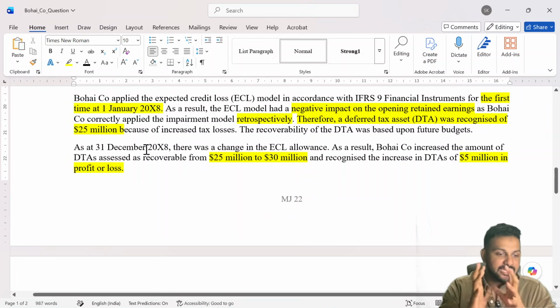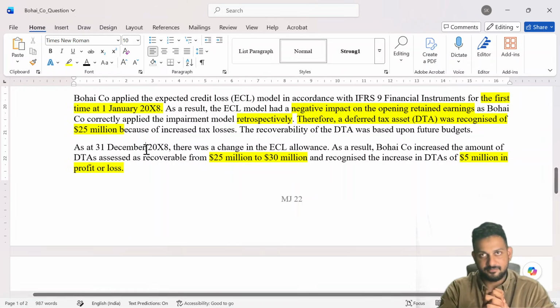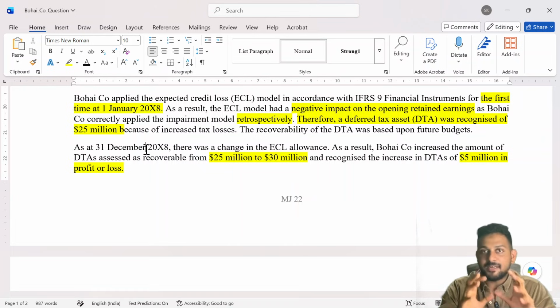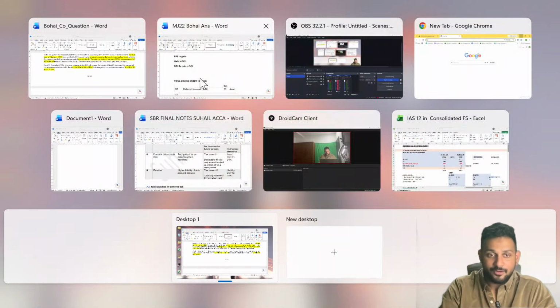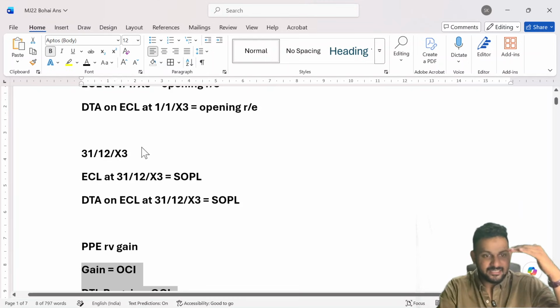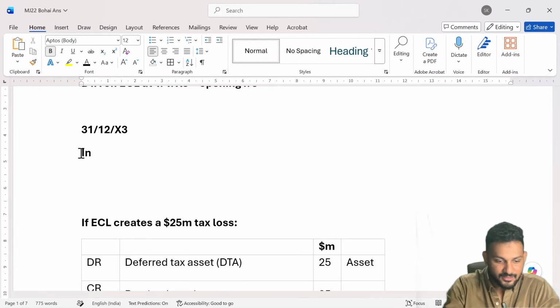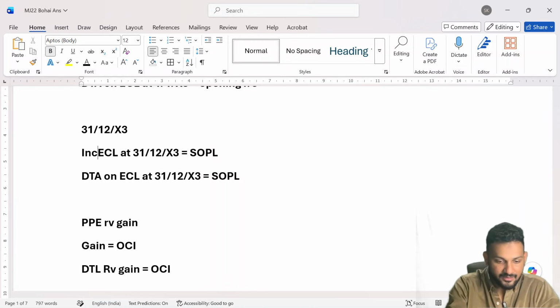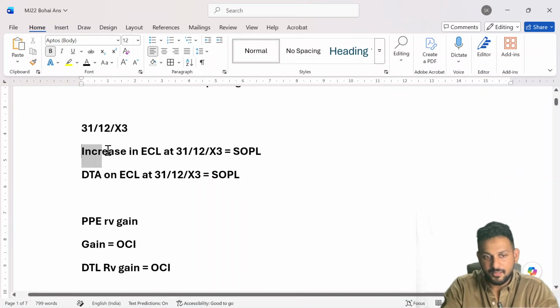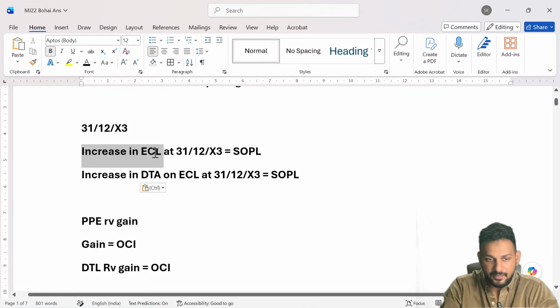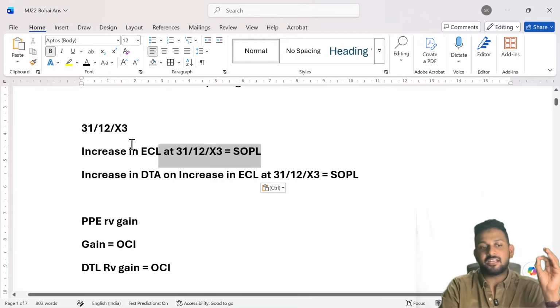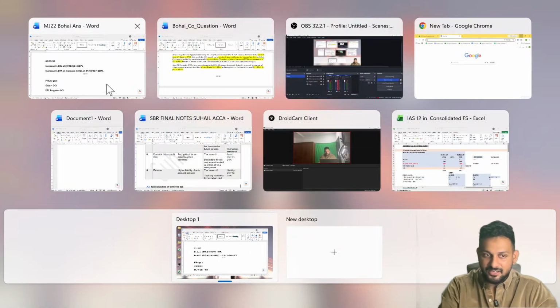So is this treatment correct or not? What do you think? This treatment is actually correct. Why? Because the increase in expected credit loss, I'm making it very clear here, will go to SOPL. So the increase in deferred tax on the increase in expected credit loss should be taken to SOPL, the same place. So their treatment is correct. Clear? Their treatment is correct.